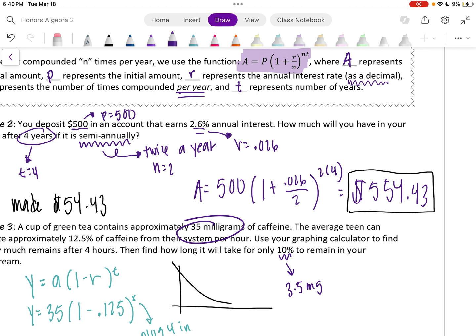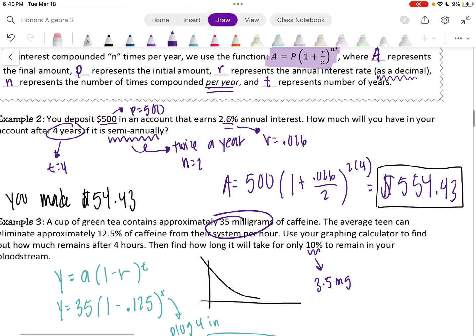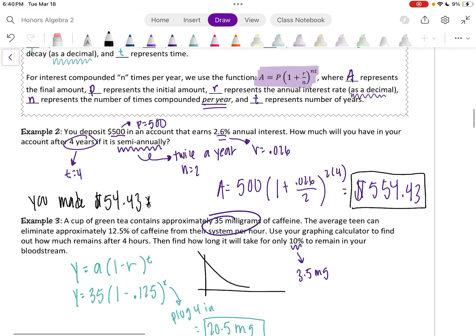So your end amount is $554.43. So if I were to ask how much you made, you could say that you just made $554.43.